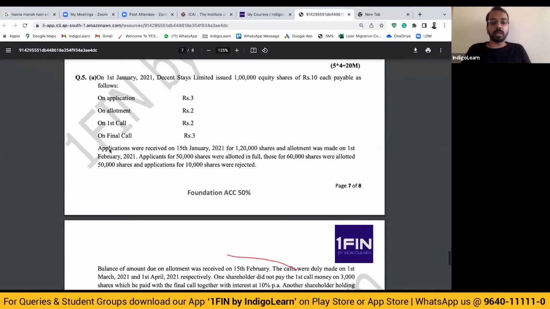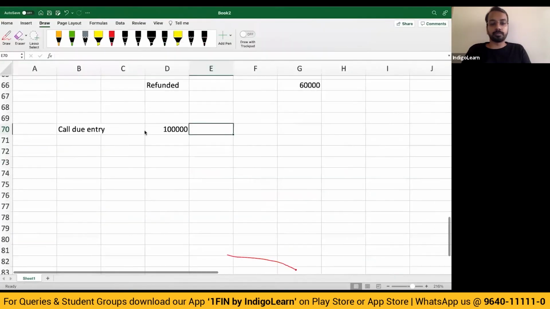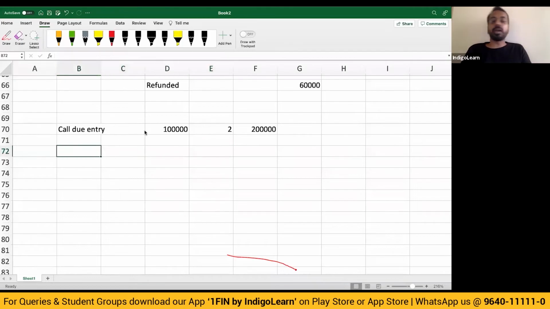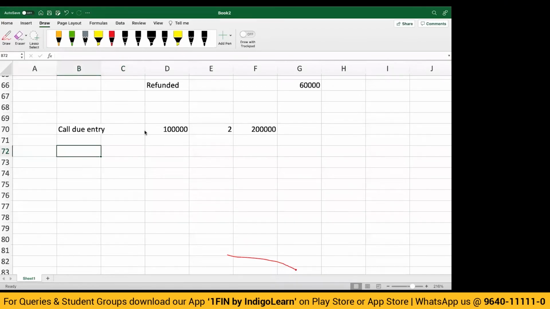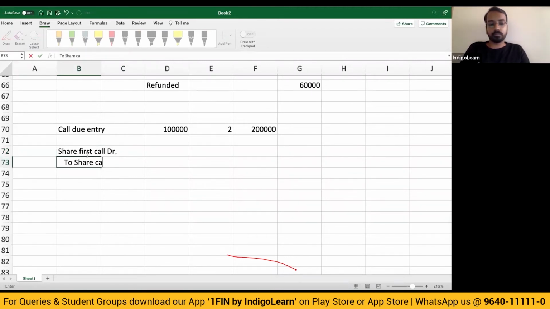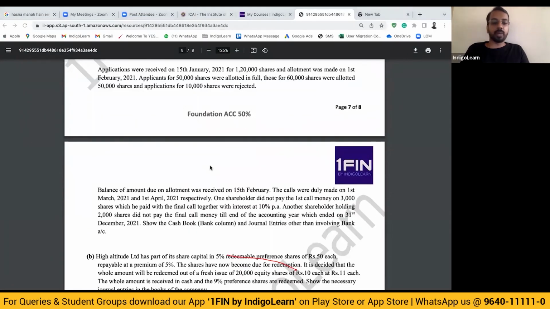For how many shares do we need to pass call due entry? 1 lakh. What is the first call amount? 2. So 1 lakh multiplied by 2, you get 2 lakhs. What is the entry for call due? Share first call debit to share capital. Okay, so that will be 2 lakhs and 2 lakhs. When is the first call entry due? On 1st of March.